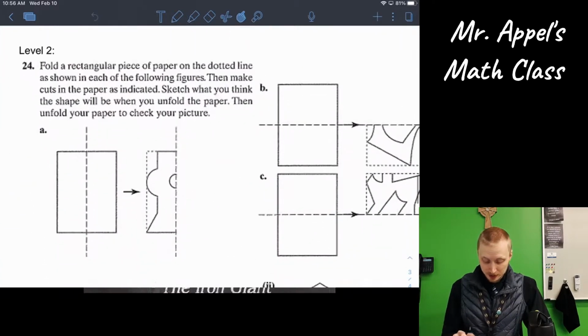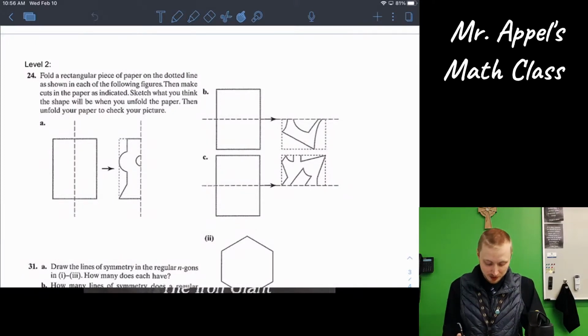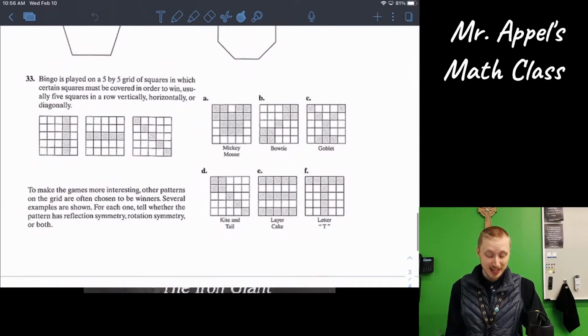Okay. And then there were more of those wonderful folded paper things, so I just spread those out. There's another one in level 2. There's some more drawing symmetry lines. Level 2 also has these extra fancy bingo cards, which are pretty cool. Okay.